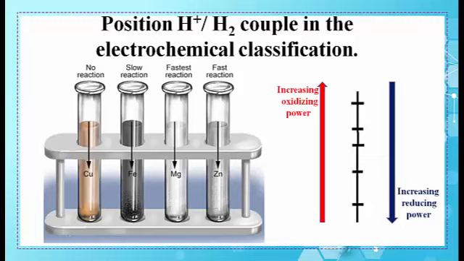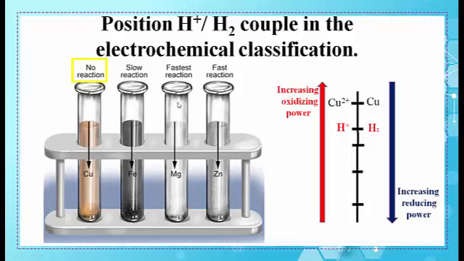Now, we will place the first redox couple, which is H plus H2. Here, we said that no reaction took place between copper and the acid. What does this mean? This means that copper has less reducing power than H2. So we must place copper here above H2.